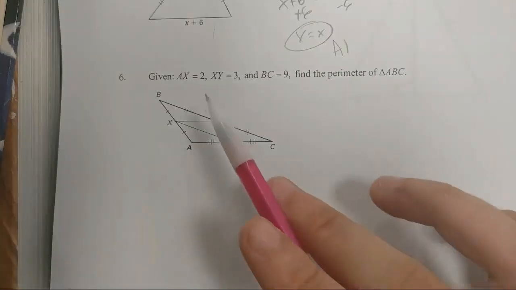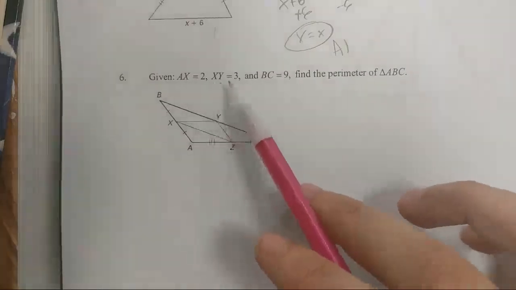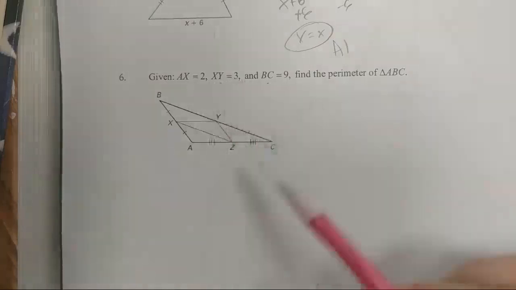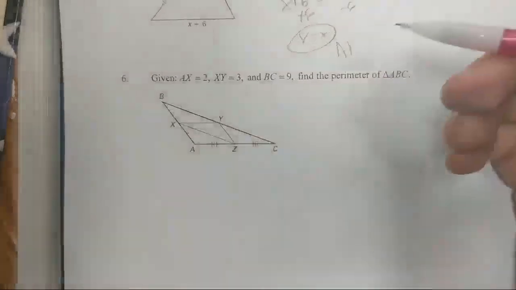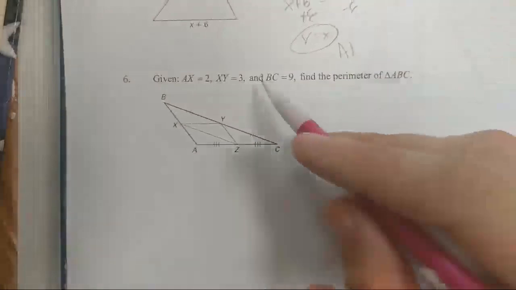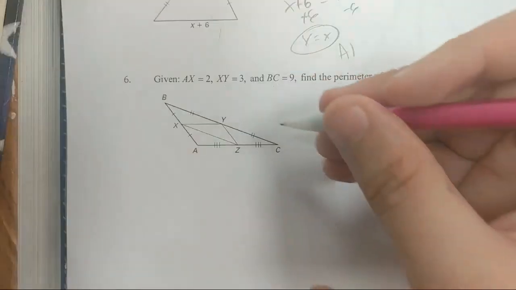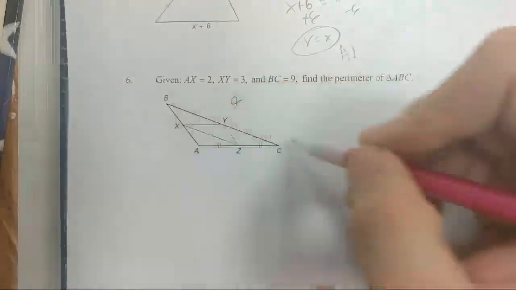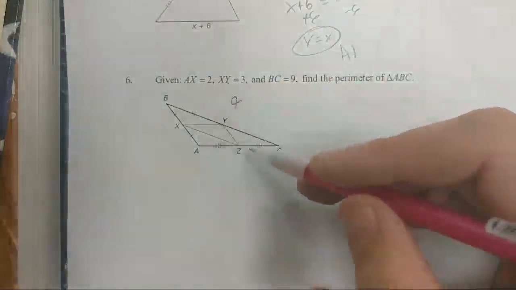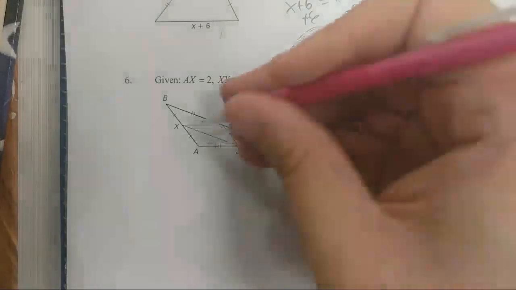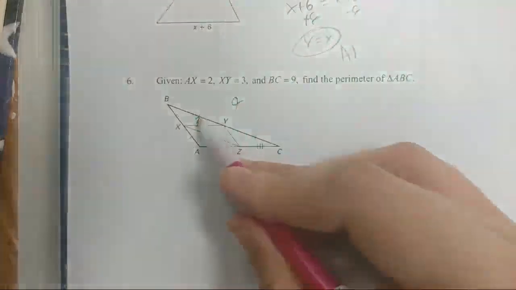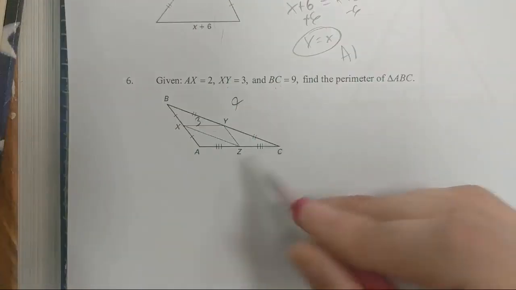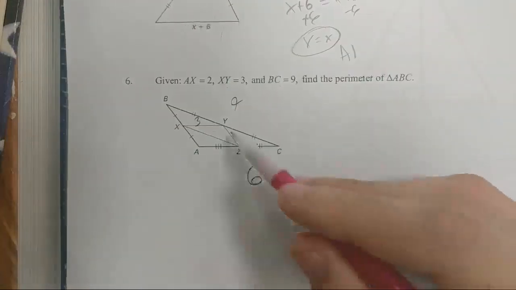Okay, this one over here, AX is 2, XY is 3, BC is 9. Find the perimeter. Perimeter just means all the outside added together. So BC is 9, so this big long line is 9, that's good. XY is 3. If this one's 3, then this whole thing has to be 3 plus 3, or 6.